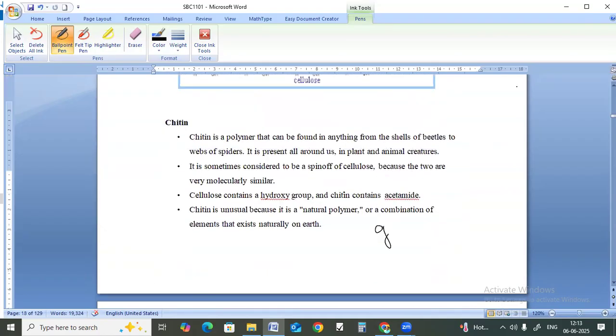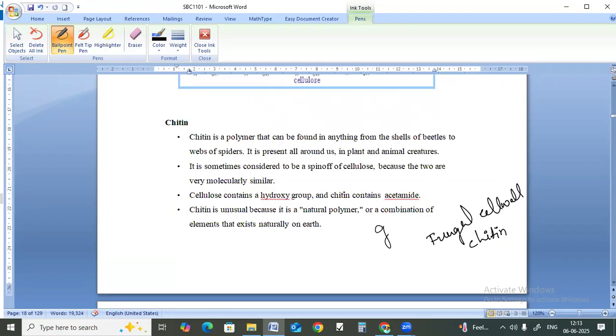What are the functions of chitin? It is mainly found in the shells of beetles and the webs of spiders. It is present all around us in plant and animal creation. Also, chitin is in the fungal cell wall. This is the most important point now. Many times this question is asked: the fungal cell wall is made up of chitin. And sometimes they will ask about units, N-acetyl glucosamine units.